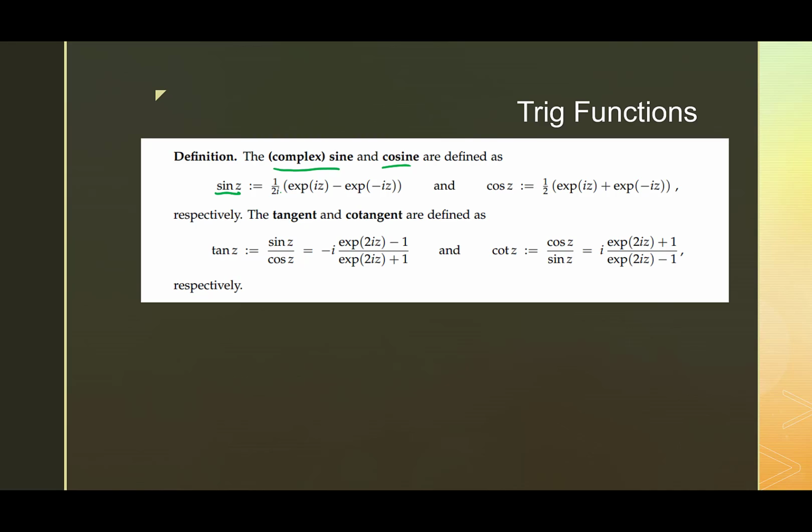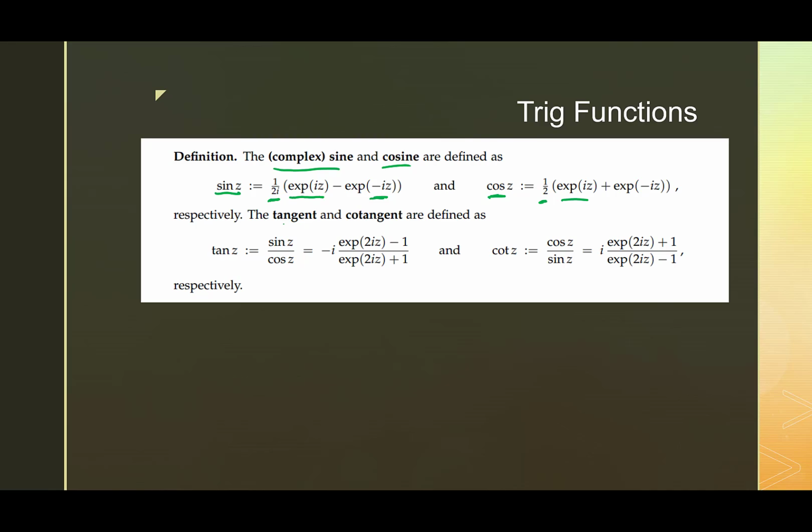So sine of z is defined to be 1 over 2i, exp of iz minus exp of minus iz. And cosine is defined similarly, although there are some differences. So now it's 1 half, not 1 over 2i, but 1 half exp of iz plus exp of negative iz. Okay? So that's how we define sine and cosine in complex analysis. We use the exponential function to do so.